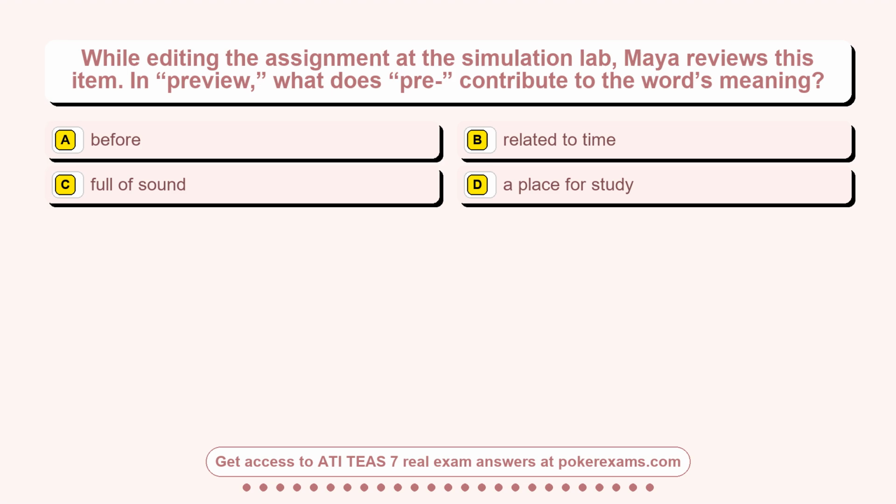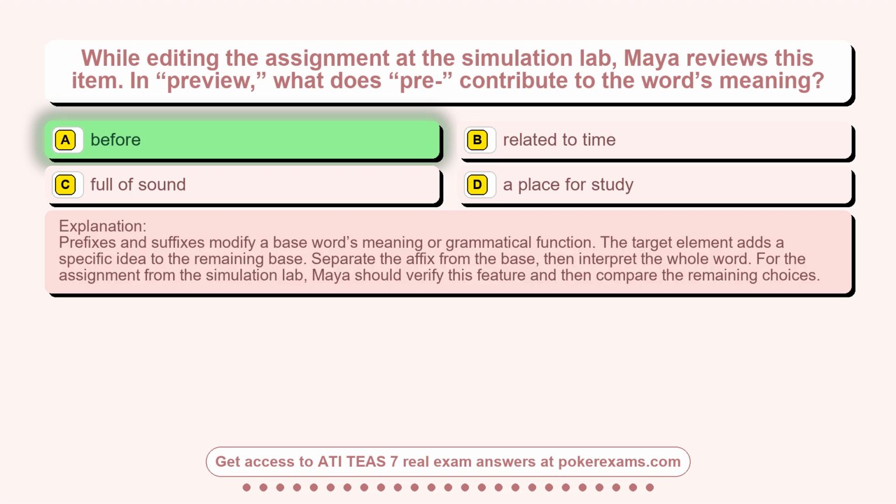In preview, what does pre- contribute to the word's meaning? Option A, before. Option B, related to time. Option C, full of sound. Option D, a place for study. The correct answer is option A, before. Prefixes and suffixes modify a base word's meaning or grammatical function. The target element adds a specific idea to the remaining base. Separate the affix from the base, then interpret the whole word. For the assignment from the simulation lab, Maya should verify this feature and then compare the remaining choices.